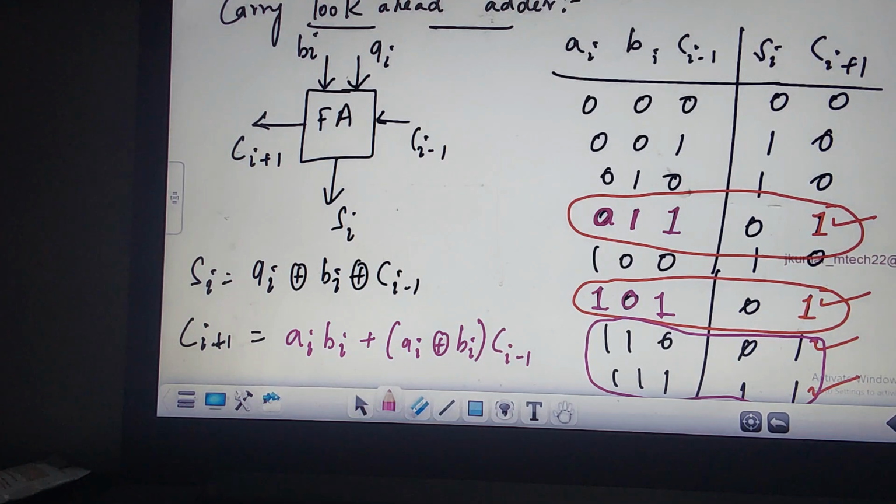This is the carry expression I can write for this. Correct. Carry is 1 when A XOR B, A bar B plus AB bar. What is this? How do you understand this? This is the expression you are using to build a full adder, correct? Full adder using half adder. This is the carry expression used to build it.